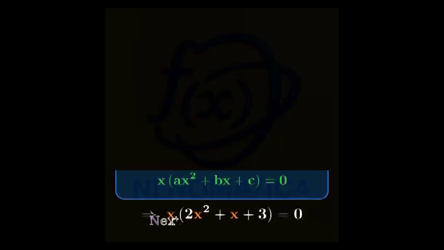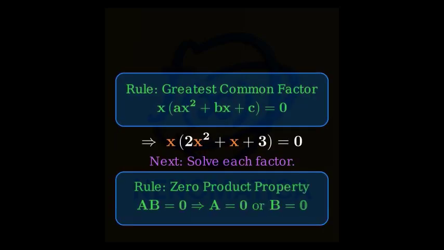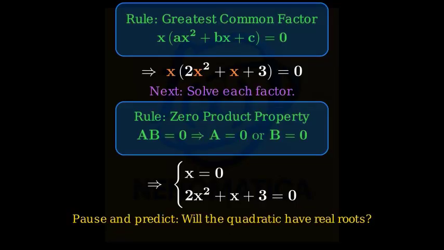Step 2. Factor out the greatest common factor. Every term has an x, so factor out x. This gives x times, open parenthesis, 2x squared plus x plus 3, close parenthesis, equals 0. Step 3. Use the zero product property. If a product is 0, at least one factor is 0. So we split into two equations: x equals 0, or 2x squared plus x plus 3 equals 0.